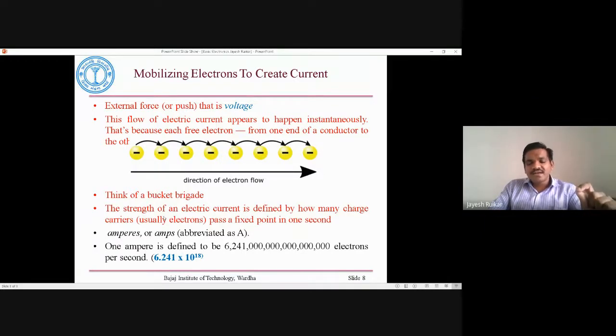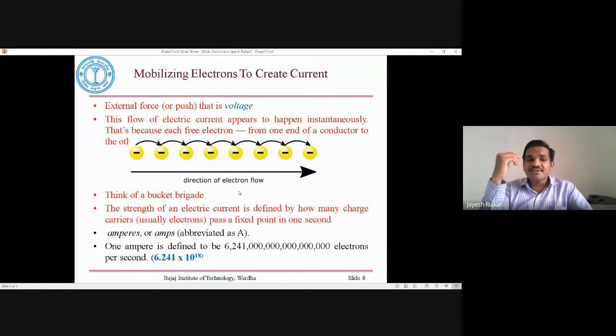Again, the strength of electric current is defined by how many charge carriers, usually electrons, pass a fixed point in 1 second. So how do we calculate that? The unit is amperes, sometimes referred to as amps, and in circuit diagrams or mathematical problems it is abbreviated as A.